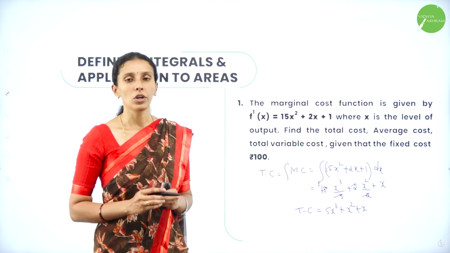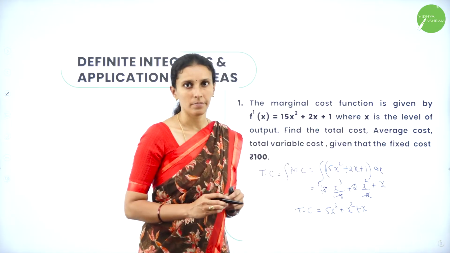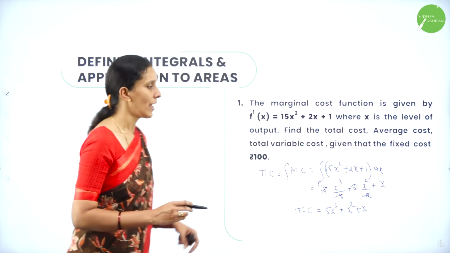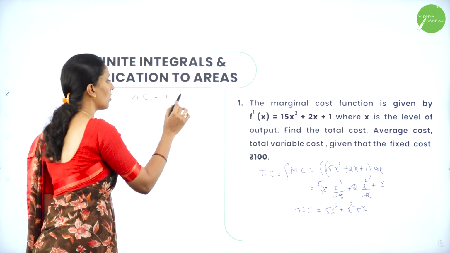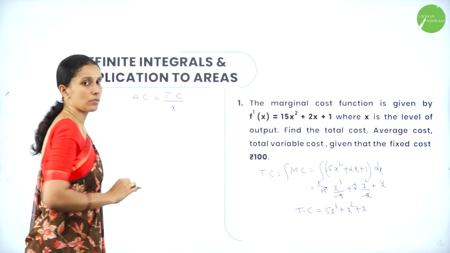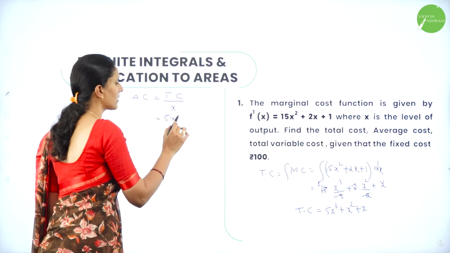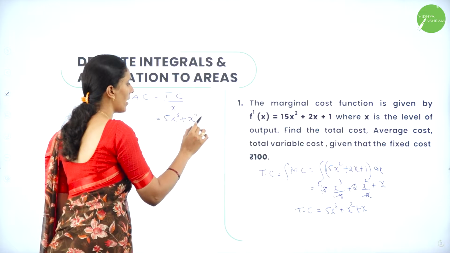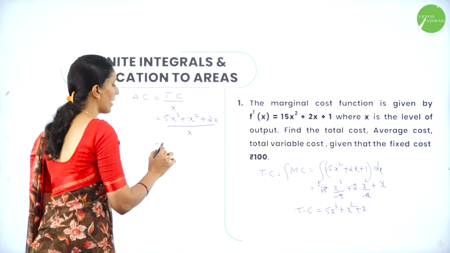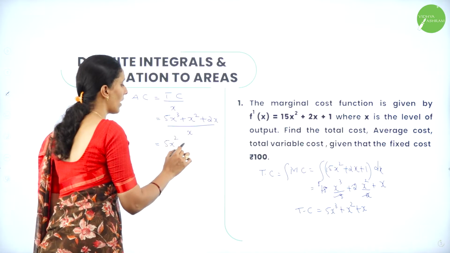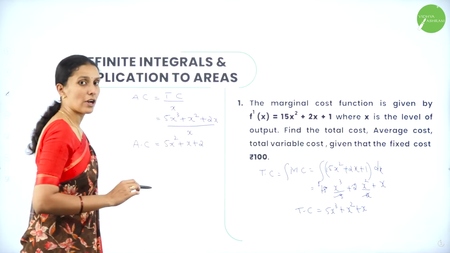Now, whenever the total cost function is given, we can find the average cost. So, what is average cost? Average cost is always total cost divided by output, that is x. So, let us divide 5x cube plus x square plus x by x. Divide it, and you will get 5x square plus x plus 1. So this is the average cost function.